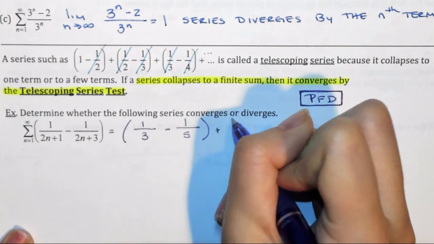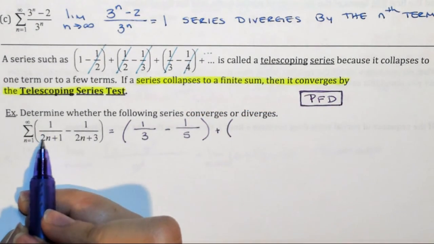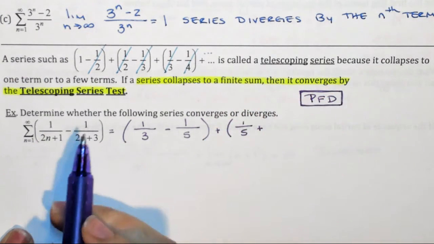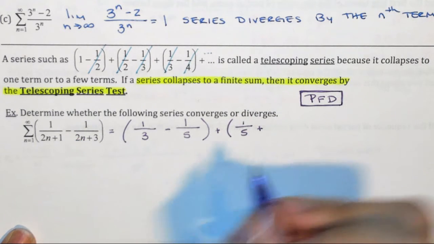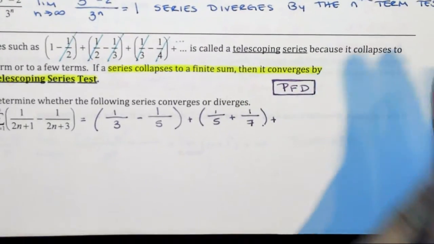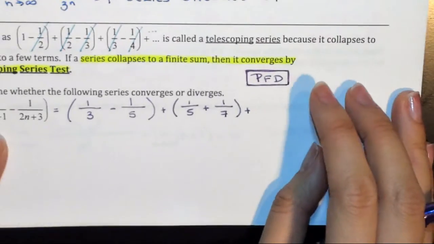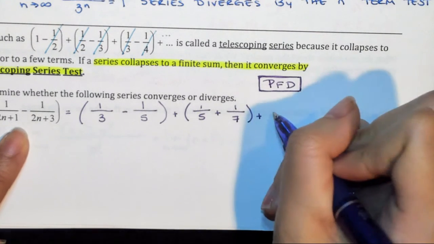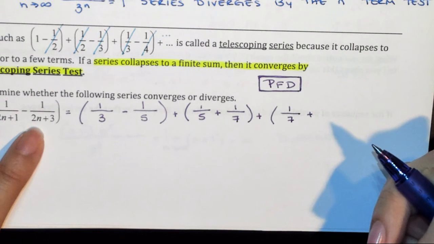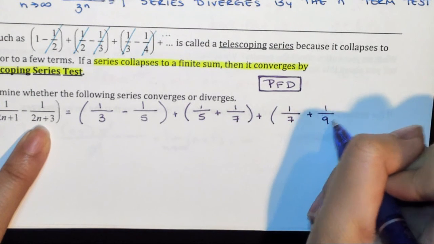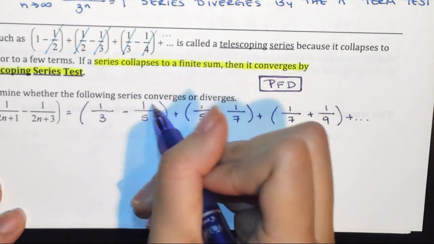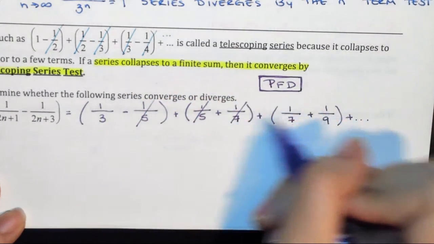Okay, my next term would be plug in 2. So 1 over 2 times 2 plus 1 is 1/5, and then 1 over 2 times 2 plus 3 is 1/7. And then my next term would be 1 over 2 times 3 plus 1, which is 1/7, and 1 over 2 times 3 plus 3, which is 1/9. So as you can see, all of these numbers after the 1/3 end up canceling out.